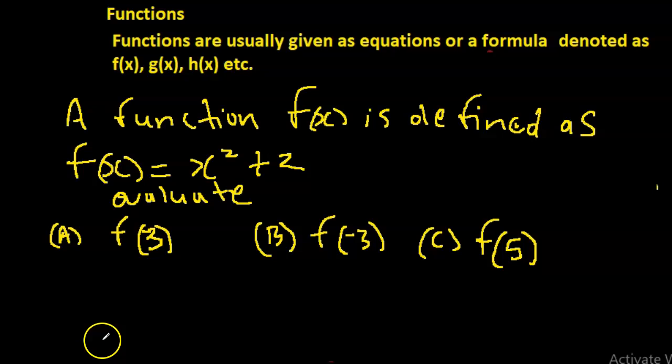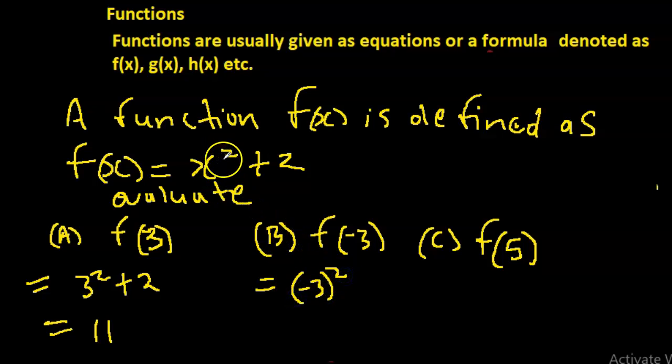Now, I just want to give an example of what a many-to-one function looks like. A function f of x is defined as f of x equals x squared plus 2. I ask you to evaluate f of 3. f of 3 would mean that you replace the x with whatever is in the bracket. So you replace x with 3. So it will be 3 squared plus 2. 3 squared is 9. 9 plus 2 is 11. Evaluating f of minus 3 would mean that you come to the function here and replace the x value with minus 3. So it's minus 3 squared.